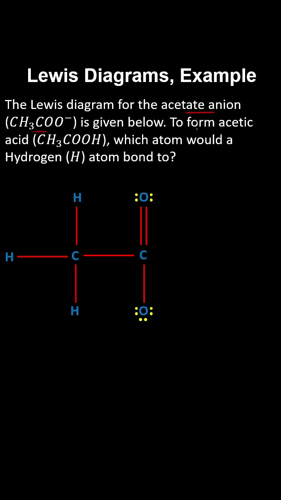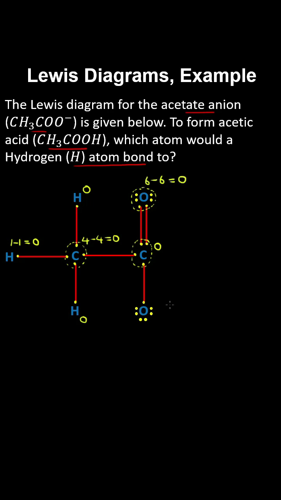Now to form acetic acid, which atom would a hydrogen atom bond to? Well, if we calculate the formal charge of each atom, which assumes that the electrons in each bond are equally shared, then you just subtract the number of assigned electrons from the valence electrons. So that gives a formal charge of 0 for the hydrogens, and carbon has 4 assigned electrons and 4 valence electrons. And similarly for this carbon, and for the upper oxygen, oxygen has 6 valence electrons, minus 6 assigned electrons, and the lower oxygen has 6 valence electrons, minus 7 assigned electrons.